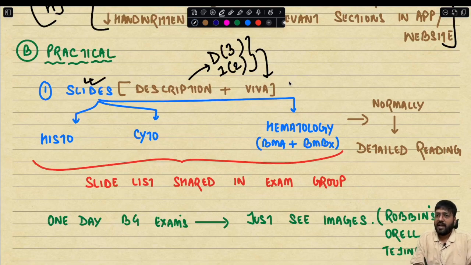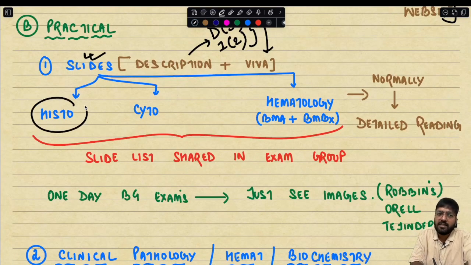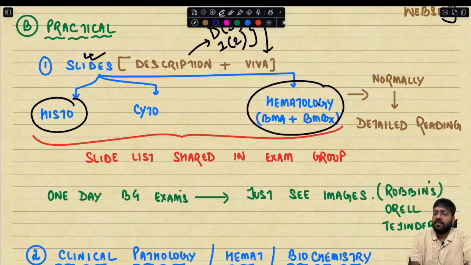So among the slides, remember one thing, that description and viva is asked whether it be histopathology slides, or hematology slides, which will include both bone marrow aspirate and bone marrow biopsy, as well as cytology slides. You might also get fluids, that is, clinical pathology slides might also be kept, under the cyto section.